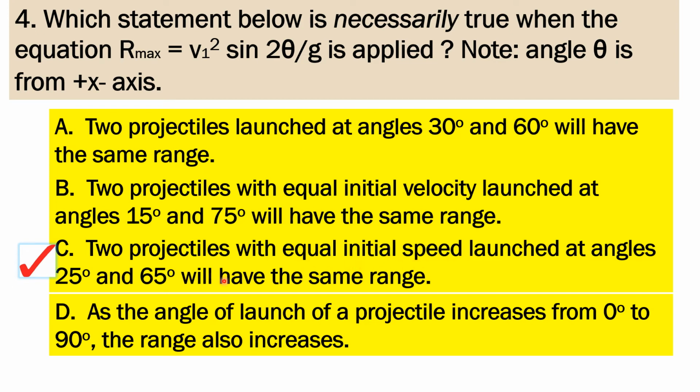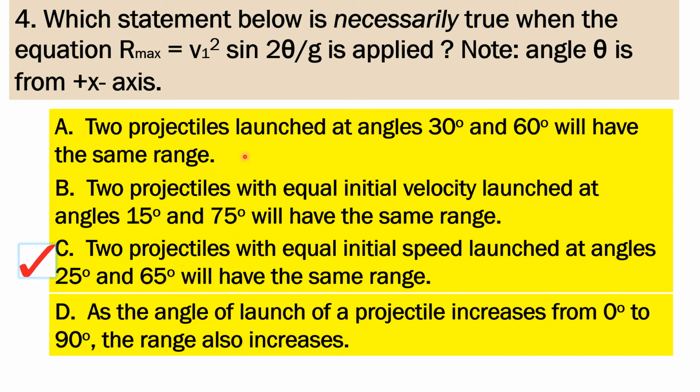And in fact, the first projectile has an angle of 25 degrees from the horizontal, and the other one, 65 degrees. But their initial speeds are the same. It's just that the angles of projection are different. And 25 as well as 65 are complementary angles.